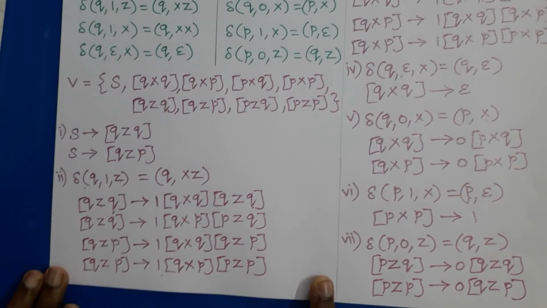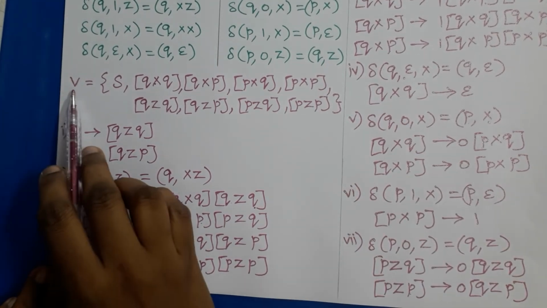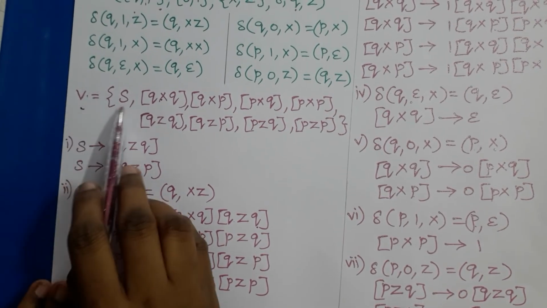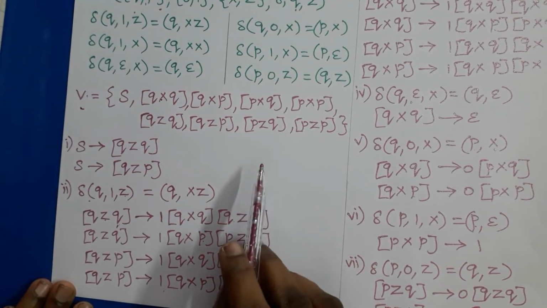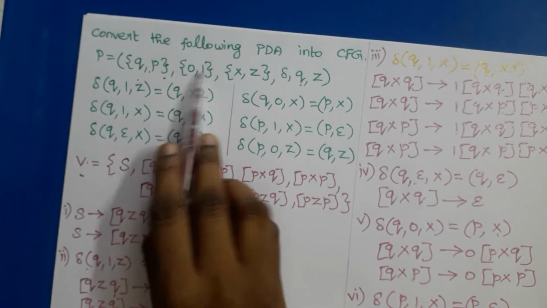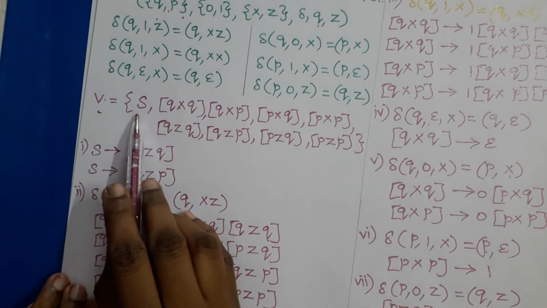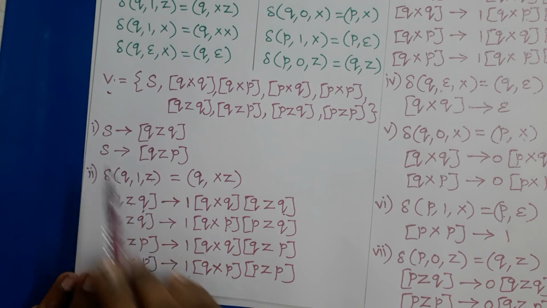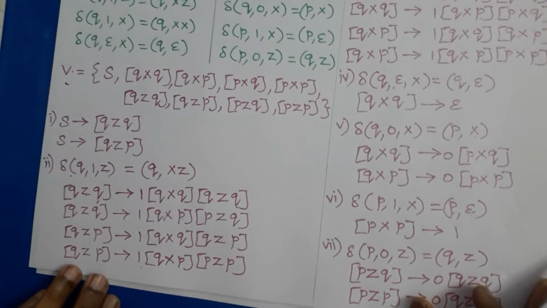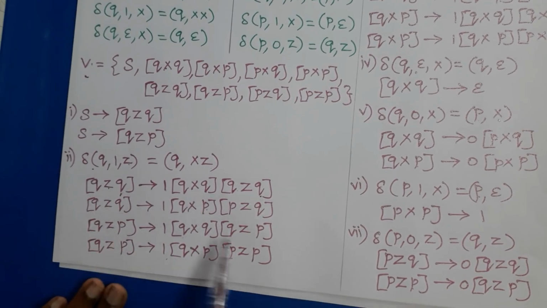So these are the set of productions for the context-free grammar. So our context-free grammar has the set of variables S and these 8 variables. The set of terminals is sigma, that is 0 comma 1, and these are the set of rules. The starting symbol of the grammar is S, and here we have got two productions for S, and if we have two symbols here, then we will have 4 productions.